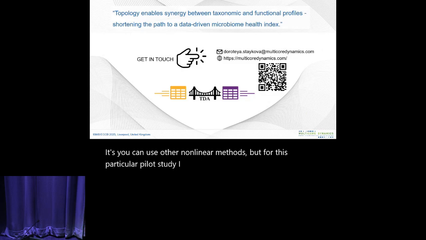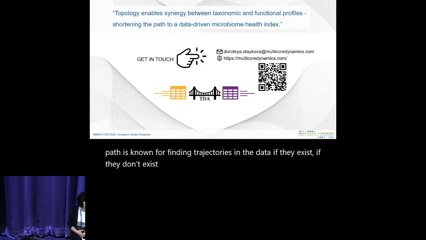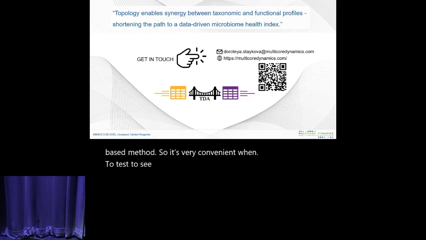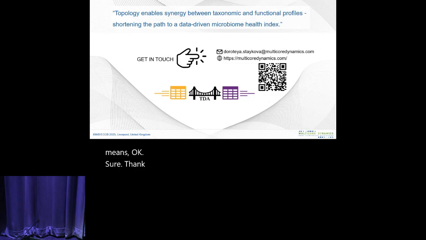this particular one to see if there are branches, because PHATE is known for finding trajectories in the data. If they exist, if they don't exist, then of course there will be no such branches. So it's a random walk based method, so it's very convenient to see other layers of information in your data. So this is the reason. But of course, other lenses can be used by all means. Okay. Sure, thank you. It's very interesting. Yeah, welcome.